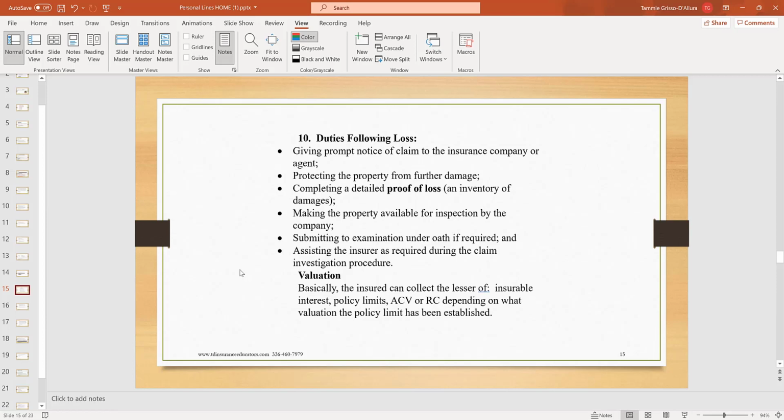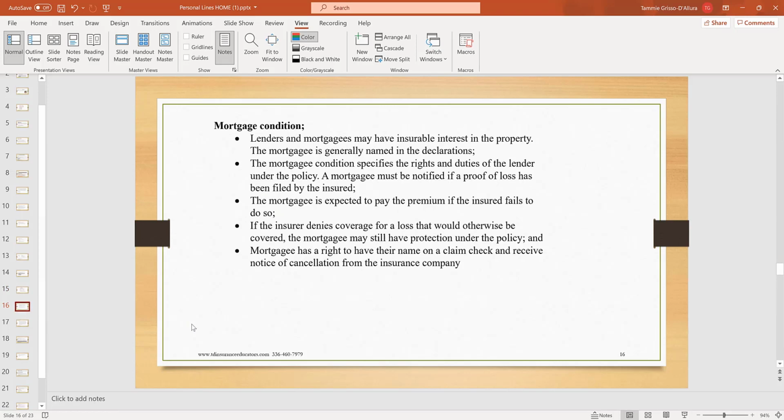Now, basically, the insured can collect the lesser of insurable interest, policy limits, actual cash value, or replacement cost, depending on what valuation of the policy limit has been established. One of the things you have to keep in mind, if you have a $20,000 limit and the loss is only $10,000, they're going to give you the lesser of the policy limit or the loss. You're not going to get the policy limit if you have a loss that's less than that. And sometimes you'll see that as a tricky question on the test.